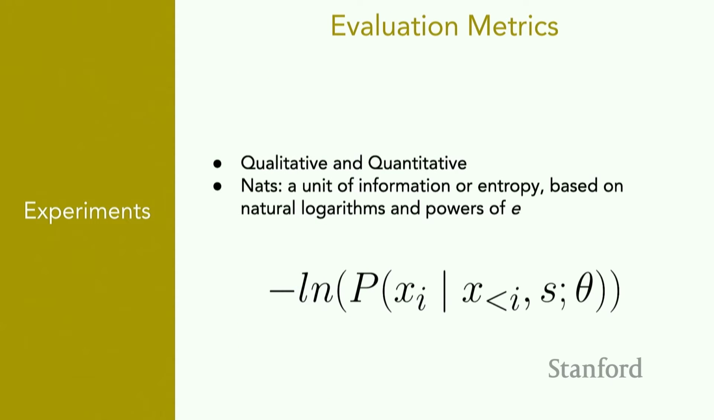Some of the evaluation metrics that they used for this paper were qualitative and quantitative. Qualitatively, they would look at the output of the model and determine if it looked good or not. And quantitatively, they used nats per dim. As a review, a nat is effectively a unit of information or entropy based on natural logarithms and powers of e. So one nat would correspond to the negative natural log of 1 over e. And in this paper, they looked at the negative log likelihood and averaged it across all the pixels.